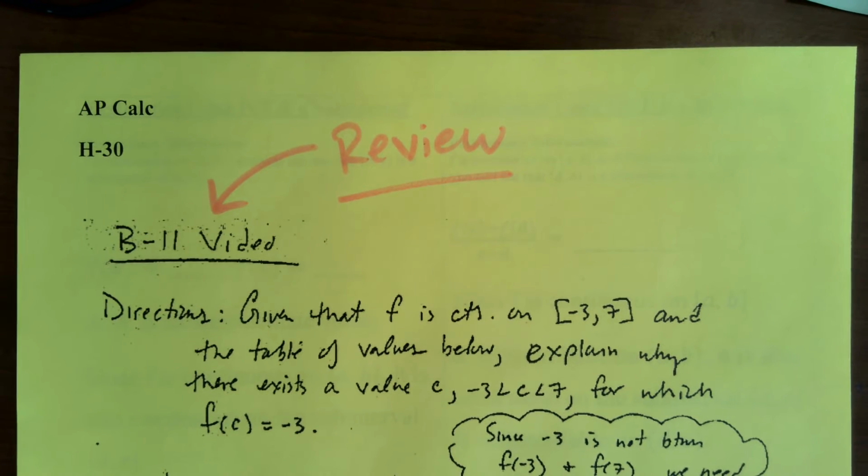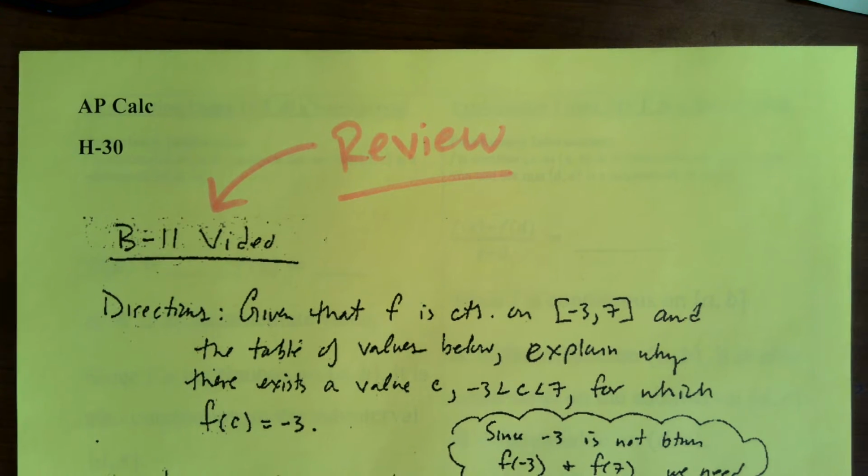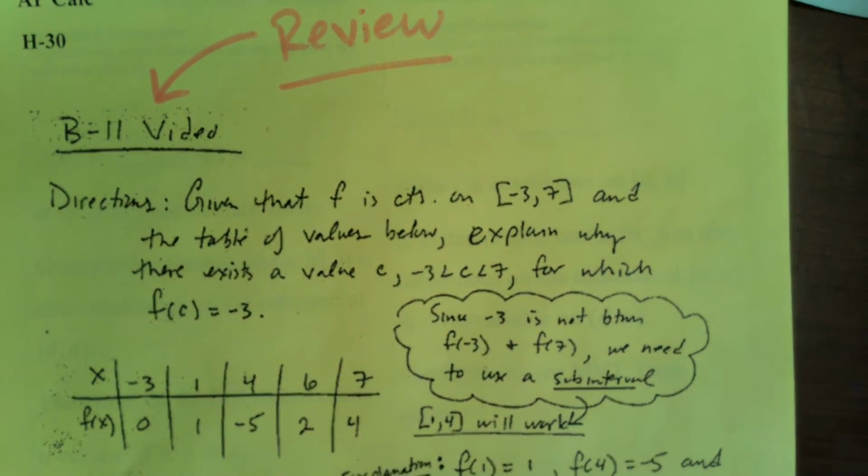Okay, guys, so here's some review. Back in the B cycle, we did the intermediate value theorem. And I just want you to be able to see the similarities and differences between the intermediate value theorem and the mean value theorem, because you're going to have to use both. You're going to have to be able to recognize both and then also use both to explain why certain values exist. Okay, so this was back in B11.